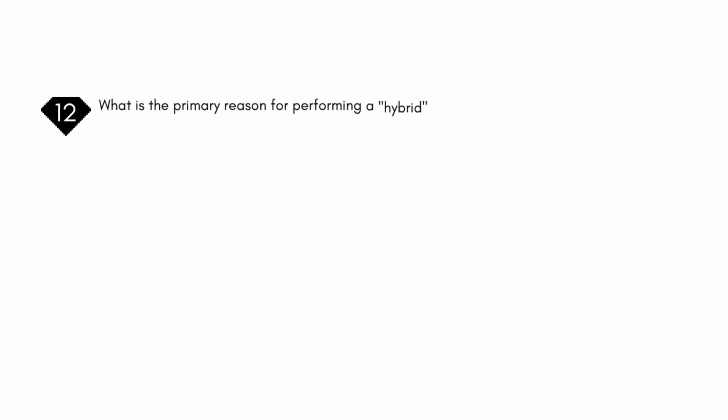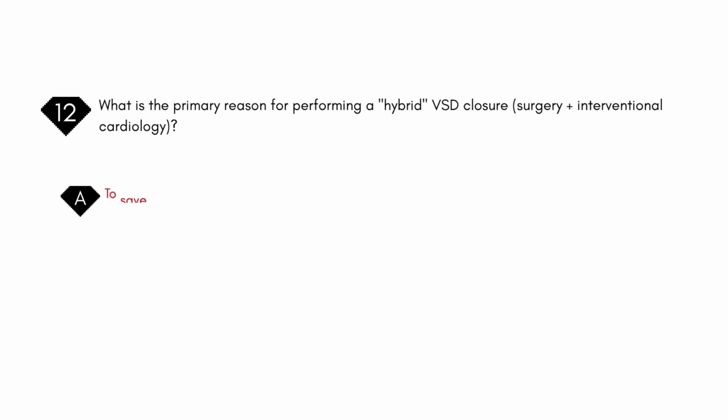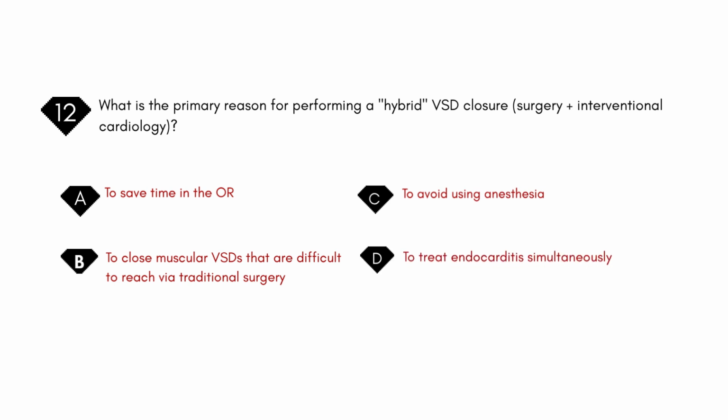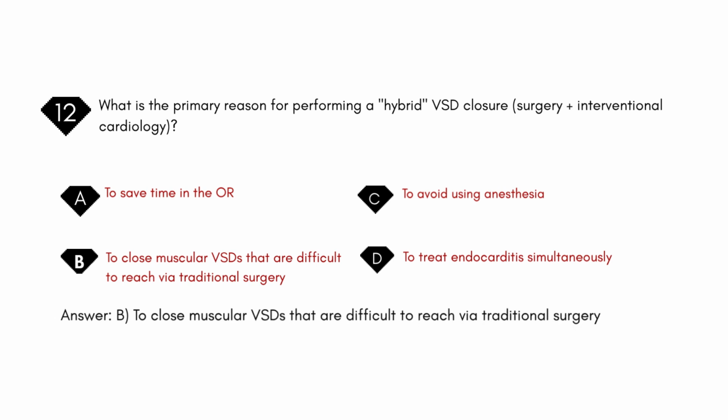What is the primary reason for performing a hybrid VSD closure, surgery plus interventional cardiology? A. To save time in the OR. B. To close muscular VSDs that are difficult to reach via traditional surgery. C. To avoid using anesthesia. D. To treat endocarditis simultaneously. Answer: B. To close muscular VSDs that are difficult to reach via traditional surgery.